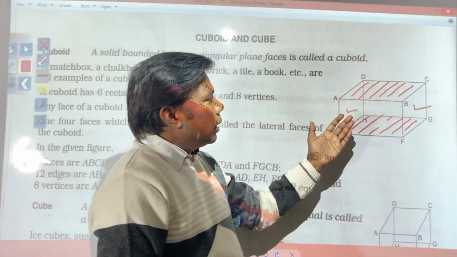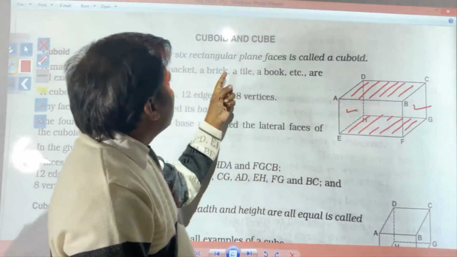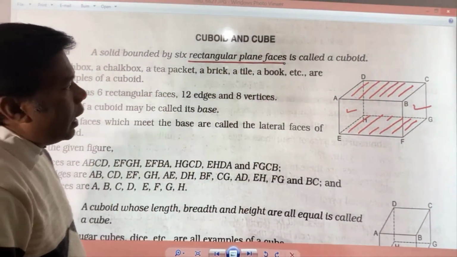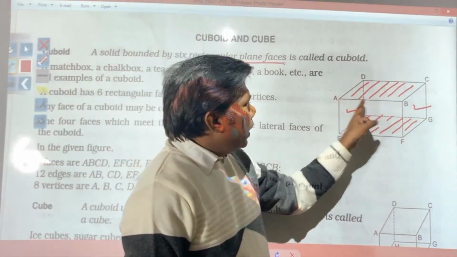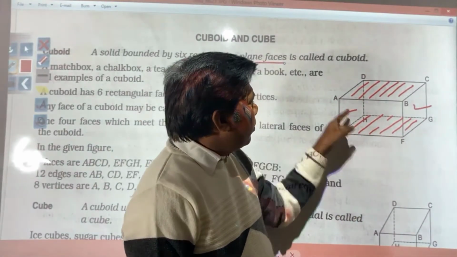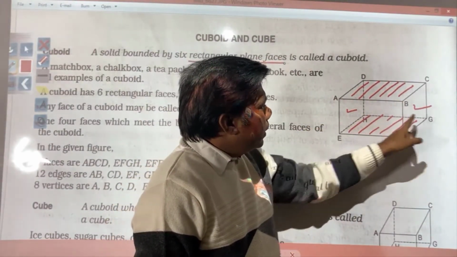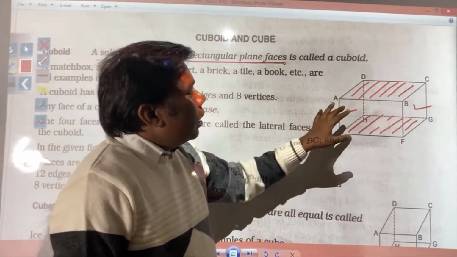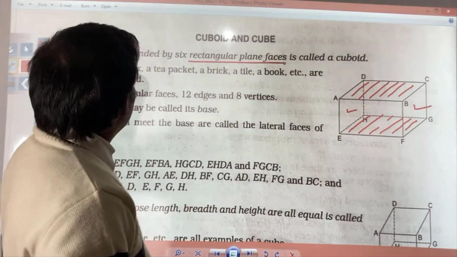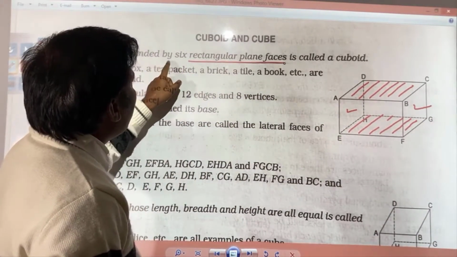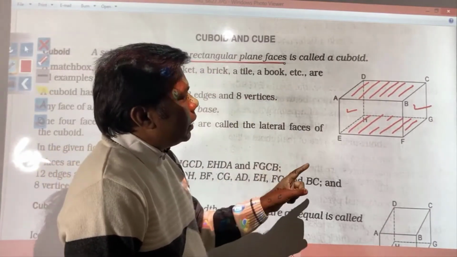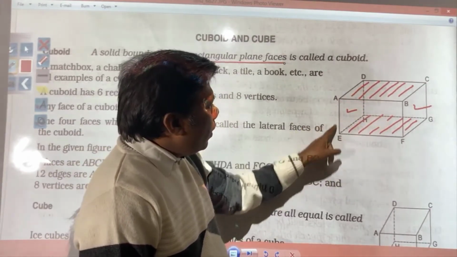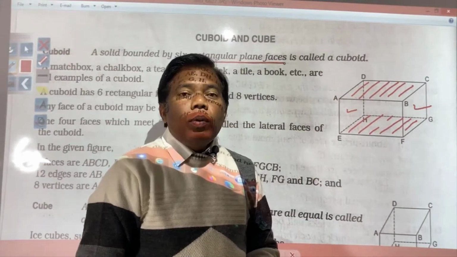6 faces are there. They are called faces or rectangular plane faces. And these are called edges. Suppose AB, AD, CD, EF, AE, BF, HG, GC. These all are called edges. So just see the solid figure, and how has it been defined? A solid bounded by 6 rectangular plane faces is called a cuboid. So 6 faces are there and 12 edges are there. So this is called a cube or cuboid.